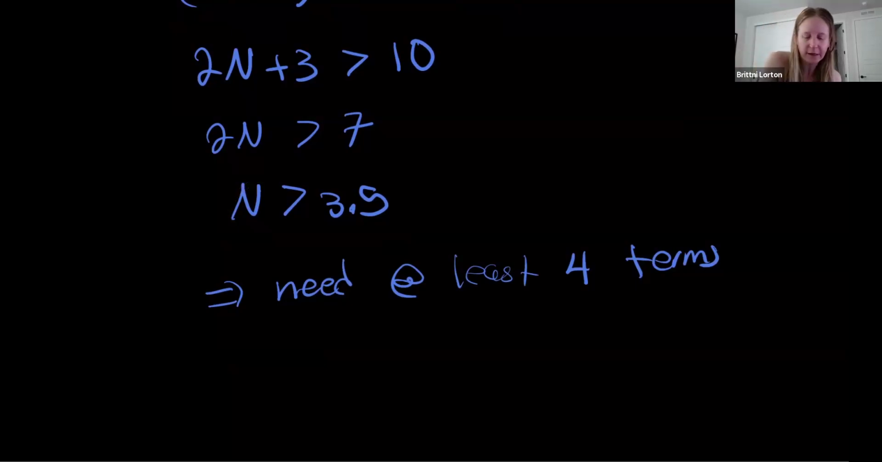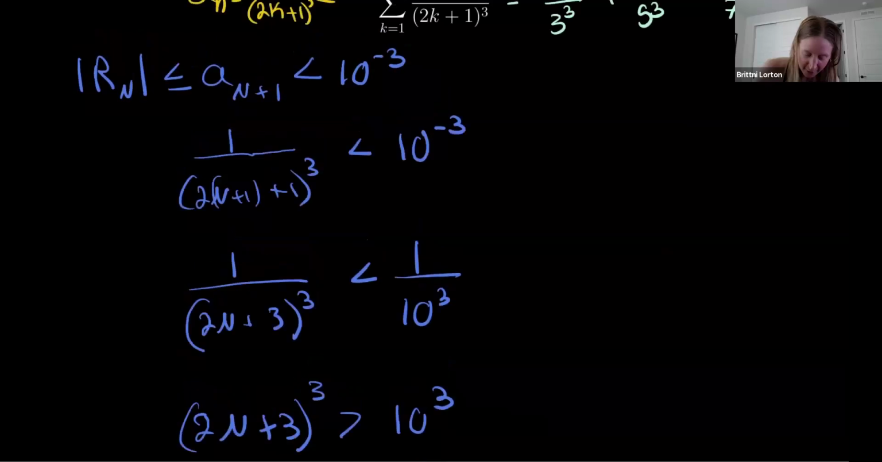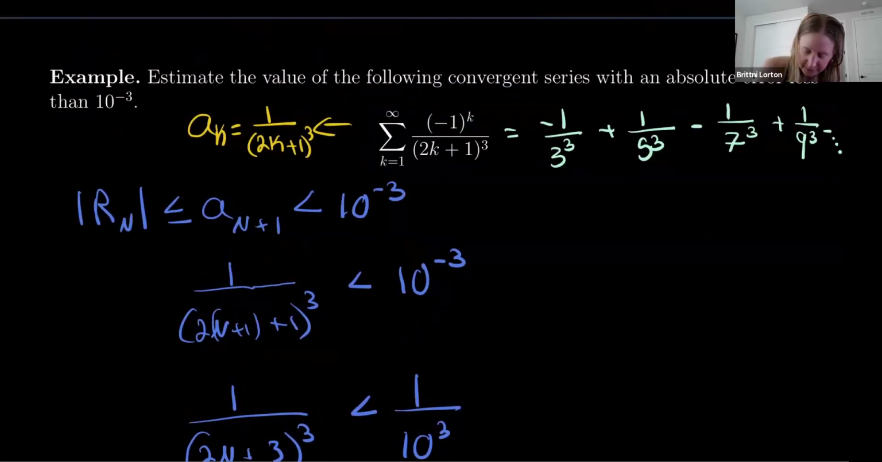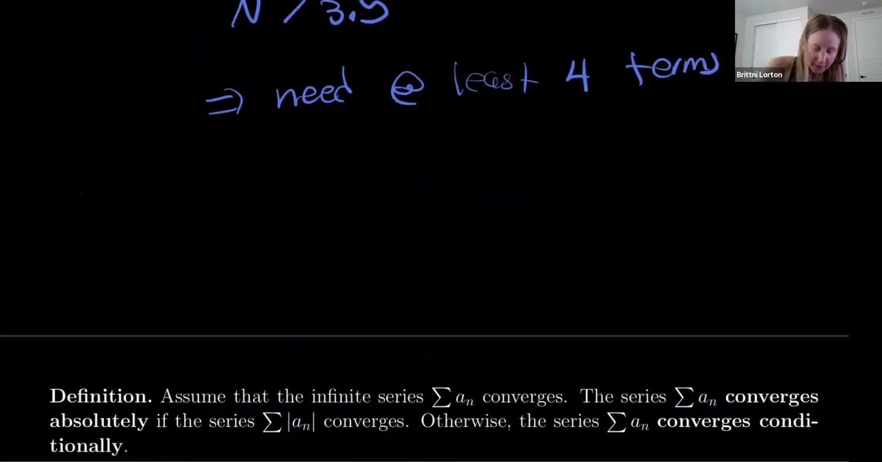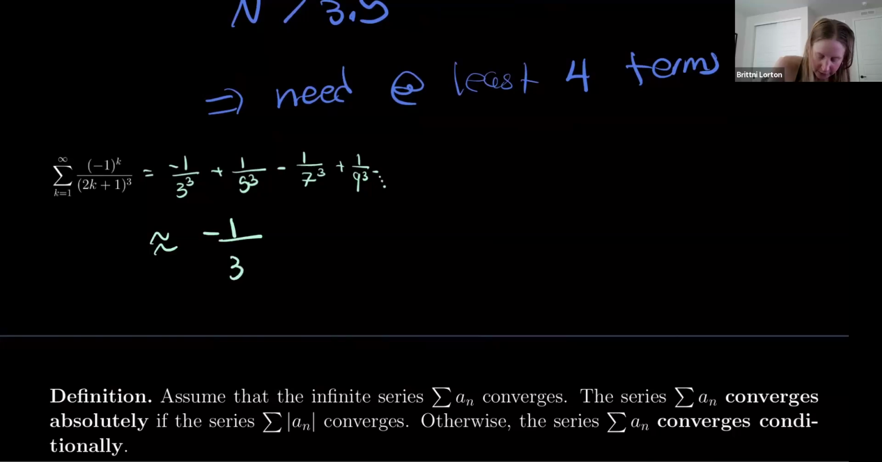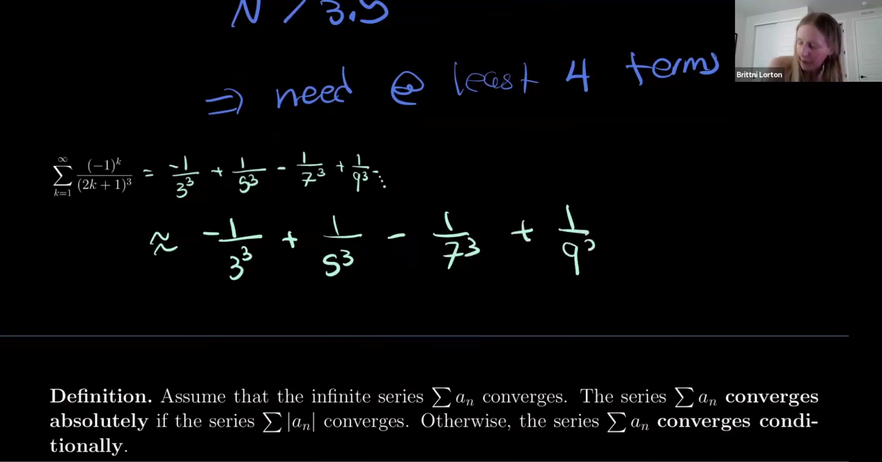It's funny, because the last one I needed 100, and this one I only need 4. Cool. You never know until you try. Now that I know I only need 4 terms, I'm going to go back to what I have and use only the first 4 terms, and actually add them up: -1 over 3 cubed plus 1 over 5 cubed minus 1 over 7 cubed plus 1 over 9 cubed.